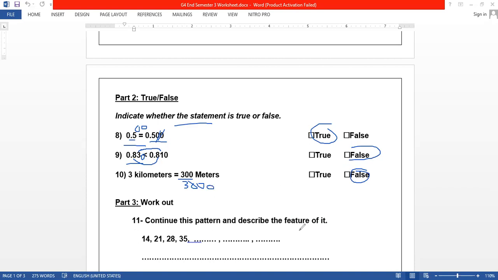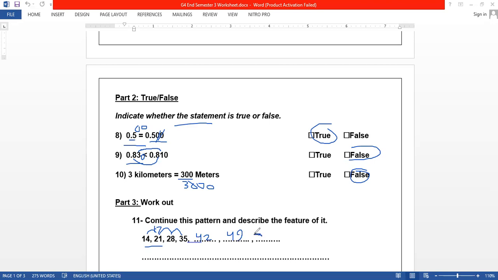Continue this pattern and describe the feature of it. Now here it's increasing, it's adding or multiplying. If we see the relationship between 14 and 21, it seems that it's adding 7, because if you look at them, all the terms are multiples of 7. So we are adding 7: 21 plus 7, 28, 28 plus 7, 35, plus 7, 42, plus 7, 49, plus 7, 56.